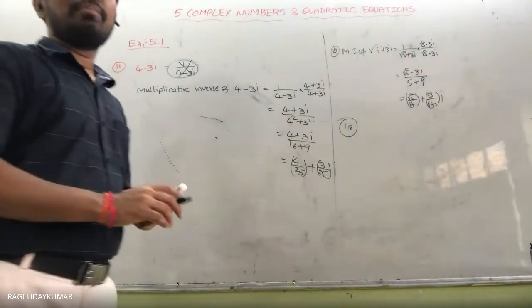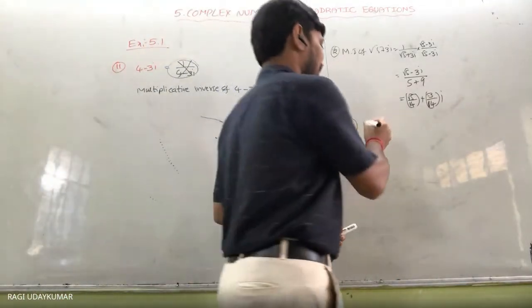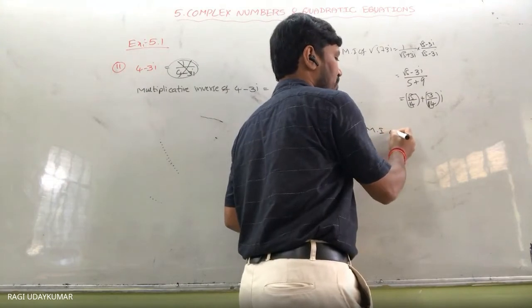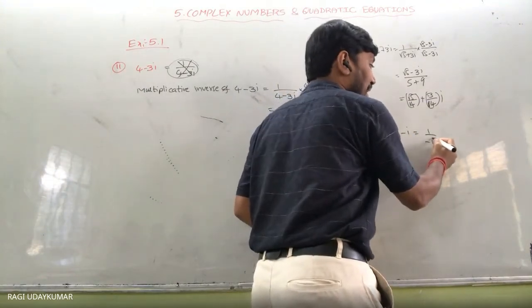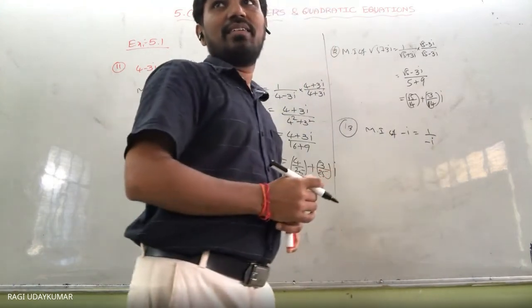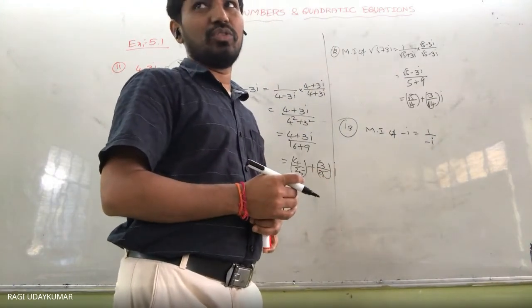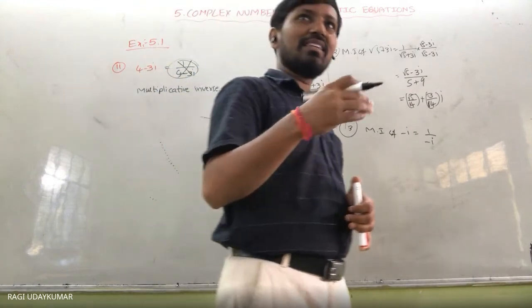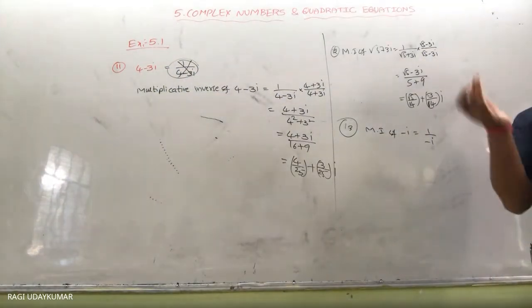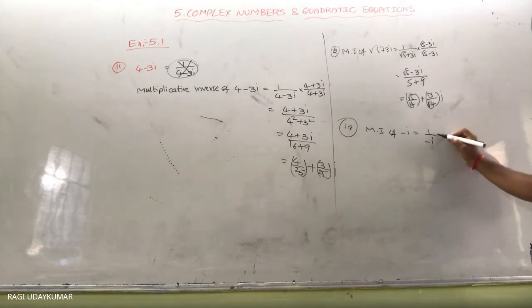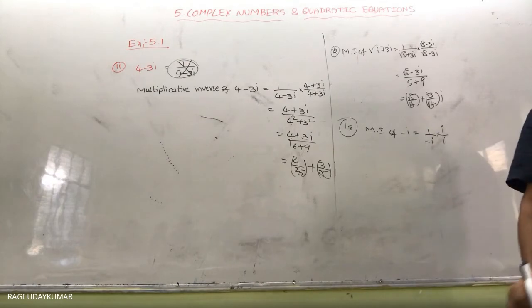So here, the multiplicative inverse of minus i is equal to 1 by minus i. Don't get confused. Whatever number is given, the multiplicative inverse is 1 by that number. Now here we multiply by plus i, in the numerator and the denominator.